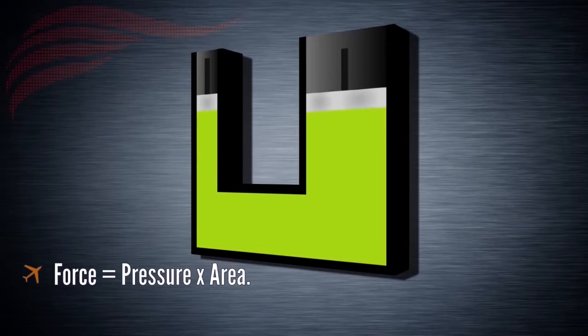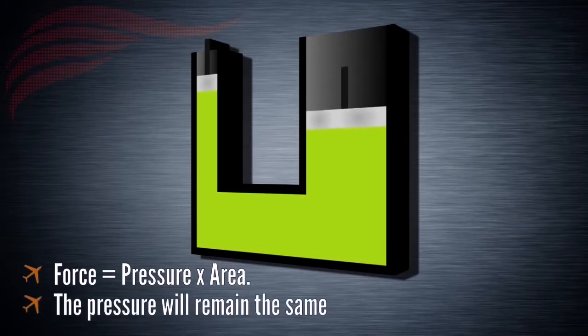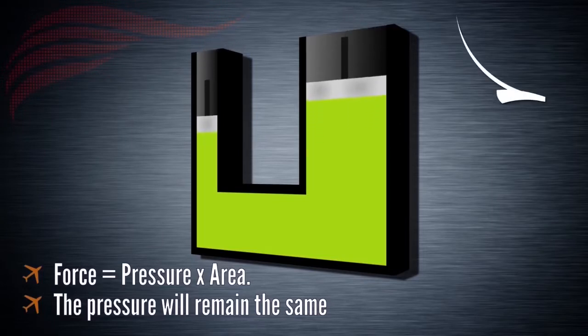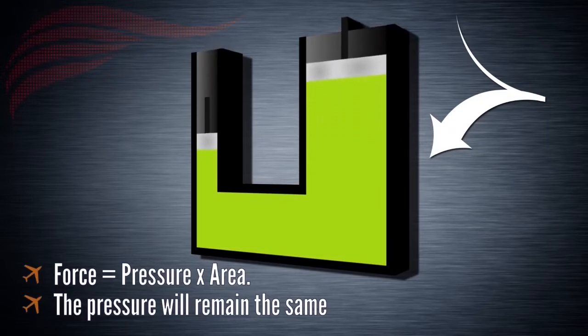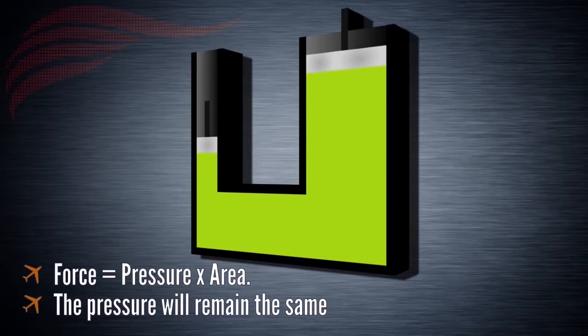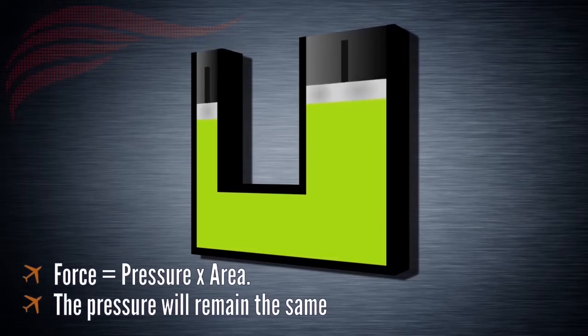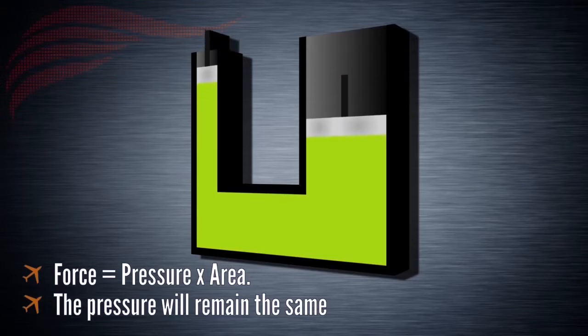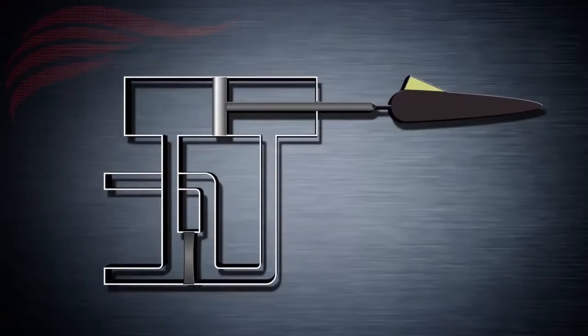Remember that according to Pascal's law, the pressure will remain the same throughout the container. This means that the liquid will exert a 5 Pascal pressure on the base of piston number 2. Force equals pressure times area, so given the 5 meter square surface area of the second piston, we'll get a 25 Newton force from it. This means that piston number 2 has exerted a force 5 times larger than the one we initially applied to the first piston. This is why hydraulics are so useful. They allow us to multiply forces and apply them to control surfaces and other equipment that would otherwise be far too heavy to move.